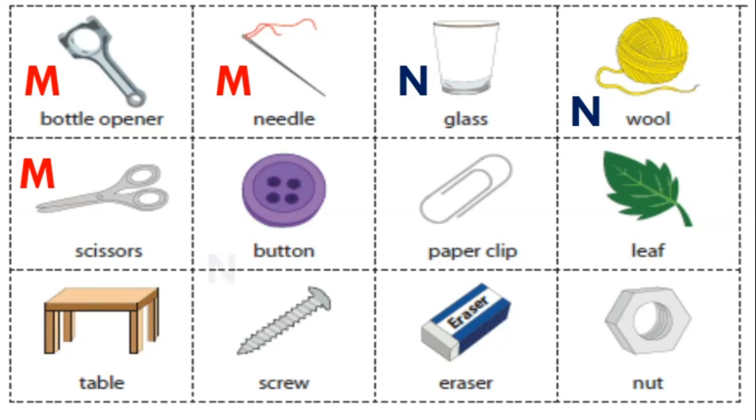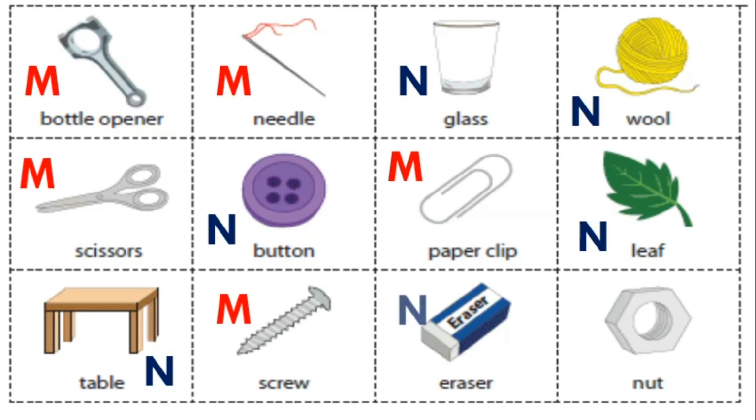Button? Non-magnetic. Paper clip? Magnetic. Leaf? Super, it's non-magnetic material. Table? Wow, it's non-magnetic. Screw or nails? Of course, magnetic. Eraser? Non-magnetic. Nut? Of course, it's magnetic.